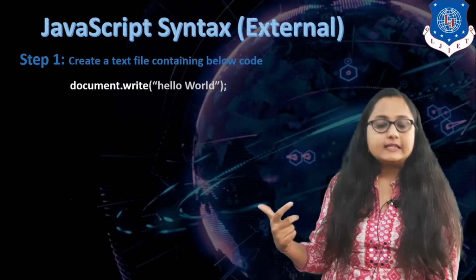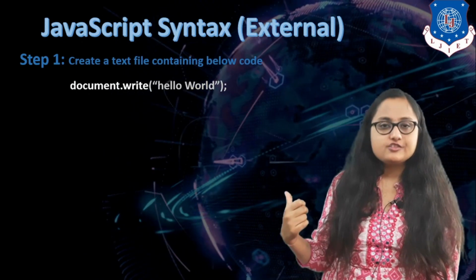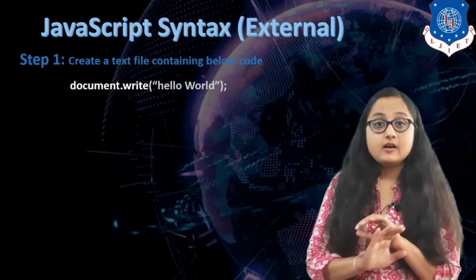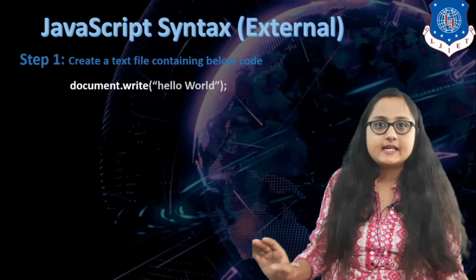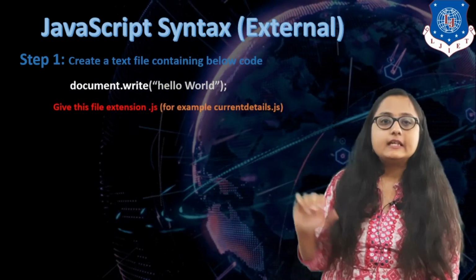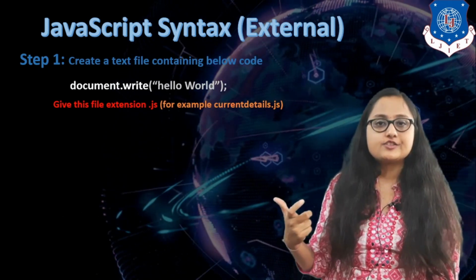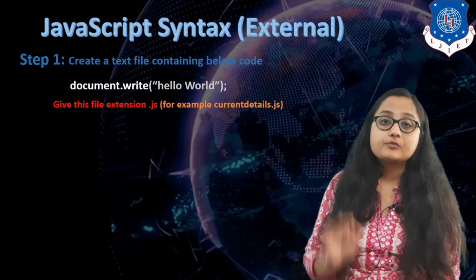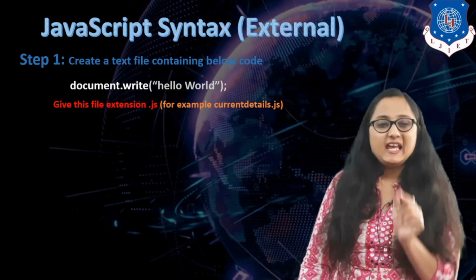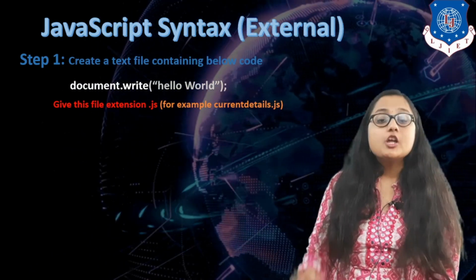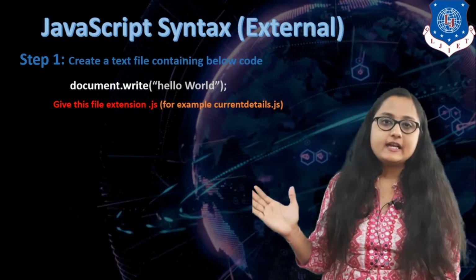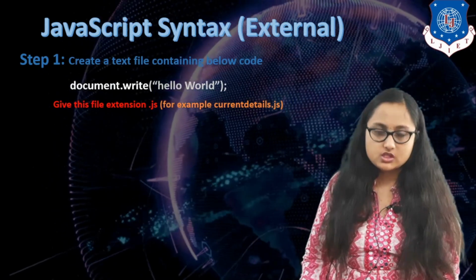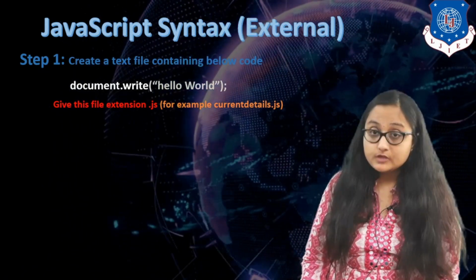So whenever you are creating this text file, write this code in your text file: document.write hello world. Do not write any tag inside this file. Now after creating this text file and writing the JavaScript code, you have to save this file using which extension? .js. JS stands for JavaScript, right? So for example, if you give this file the name current details.js, you can give any name to this JS file, it is up to you, right?